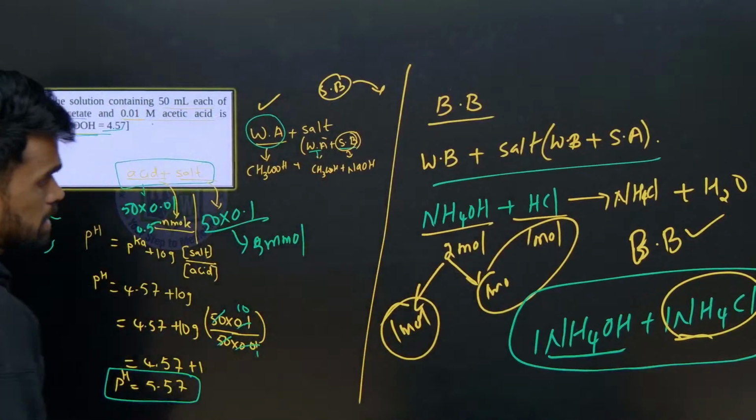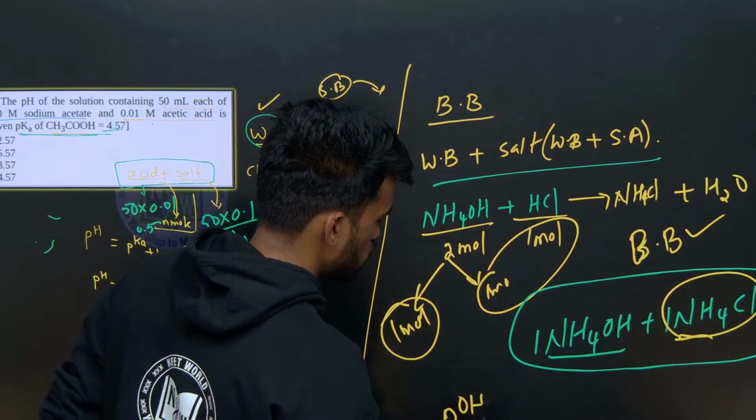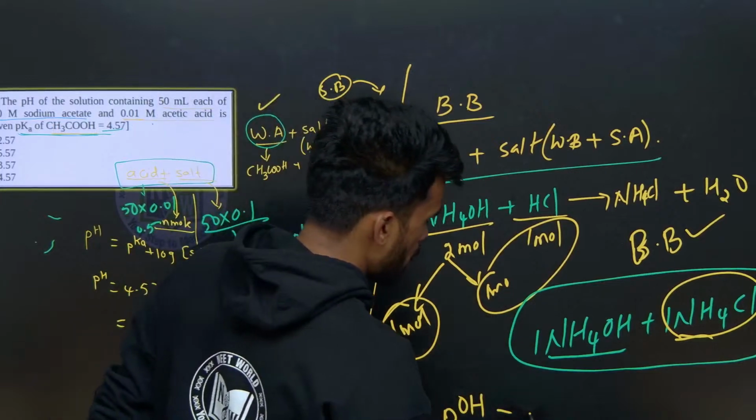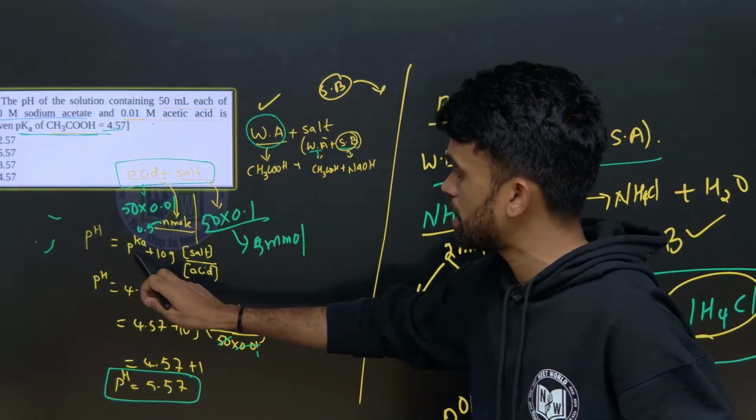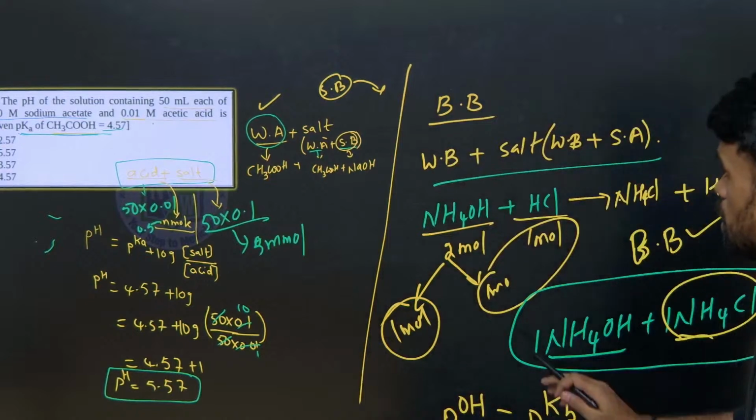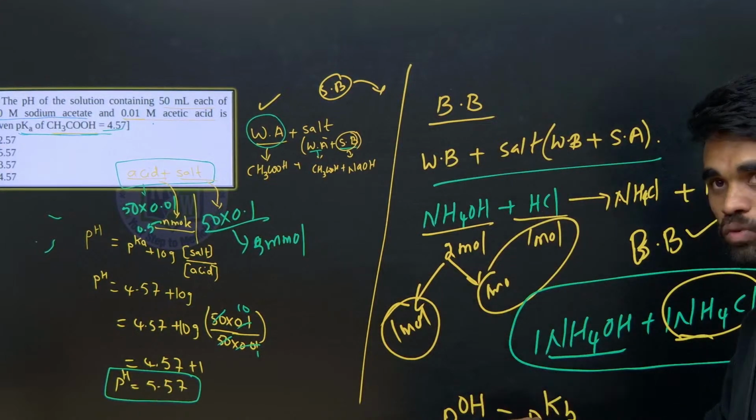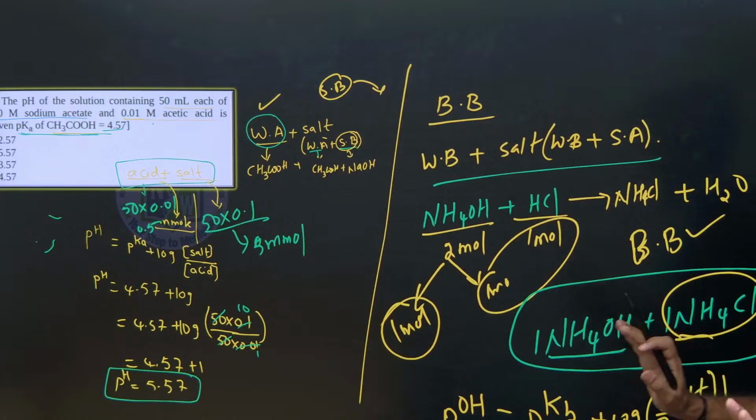Okay, I hope it is clear. So for a basic buffer, pOH should be calculated. See, for an acidic buffer, pH equals pKa plus log of salt concentration by acid concentration. For a basic buffer, we should calculate pOH. pOH equals pKb plus log of concentration of salt by concentration of base. Yes, this is what you need to understand here.